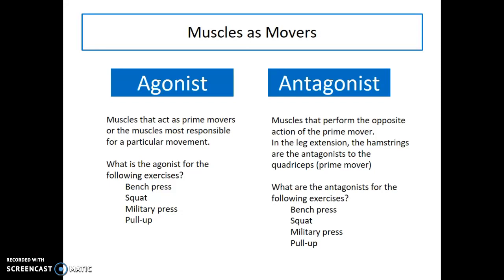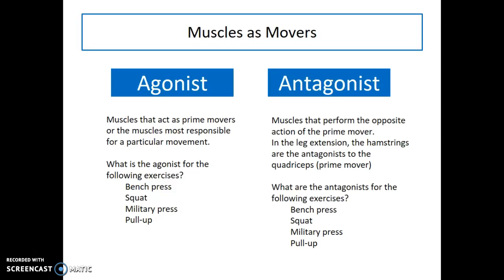Now, in speaking of movement, no longer in anatomical terms, but this is more for dynamic motion. So muscles as movers. We have agonists and antagonists. Agonists are those prime movers. They are the main muscle responsible for the movement that you are producing in that joint.